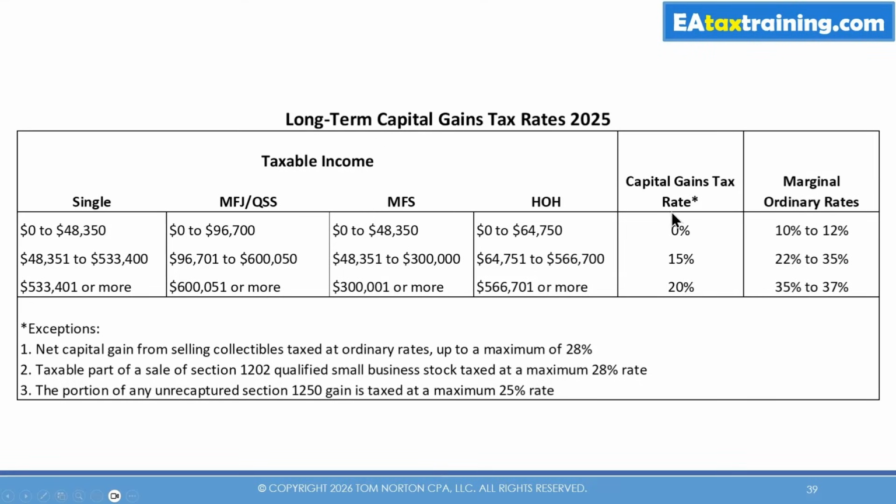I'm sure you noticed the asterisk here, so there are some exceptions. These things we will cover as we go throughout this video, but they are capital gains. It's just that they can potentially be taxed at a little bit higher rates, up to the amounts shown here on the chart. But the vast majority of capital gains will be taxed at the normal 0, 15, and 20% rates.